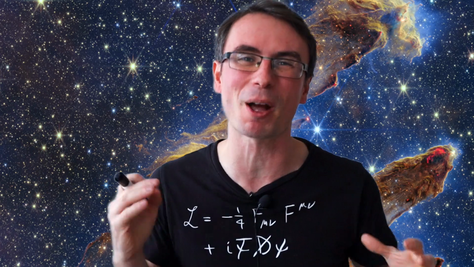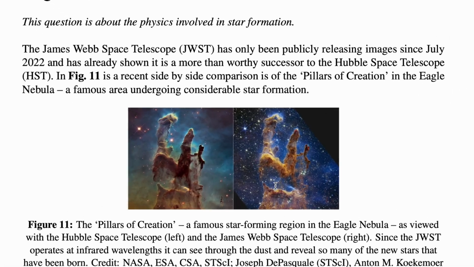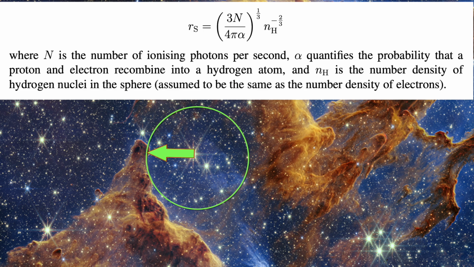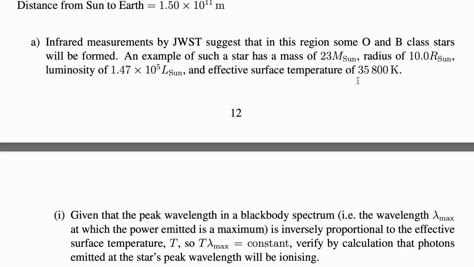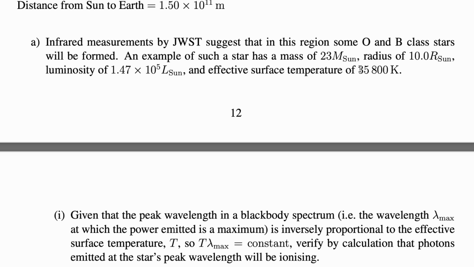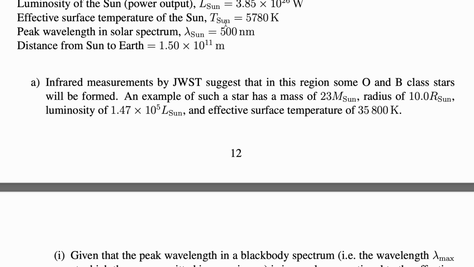This is a question about the JWST telescope that will uncover some fascinating physics about star formation. When a star is born here, it will actually carve out a sphere. We're given the radius of one of those ionized regions. We have some information about the star that is causing this, and we're given that its temperature is 35,800 Kelvin. We also have the surface temperature of the sun and its peak wavelength.